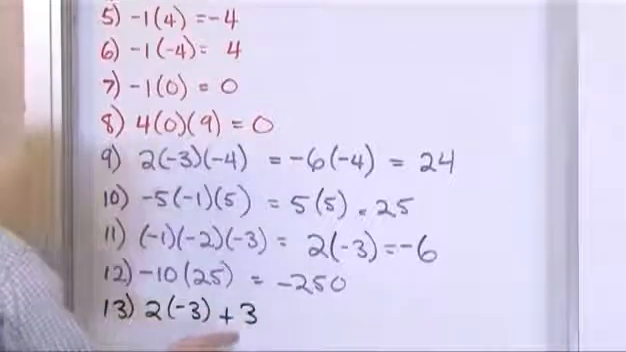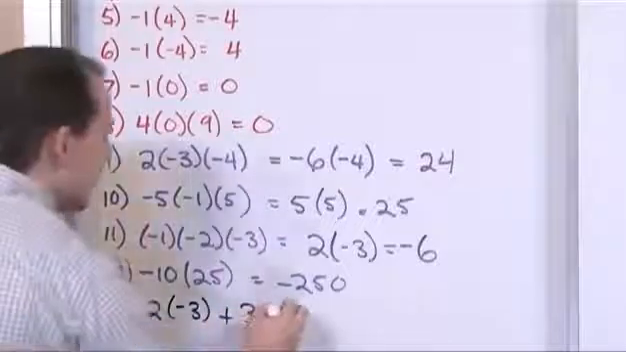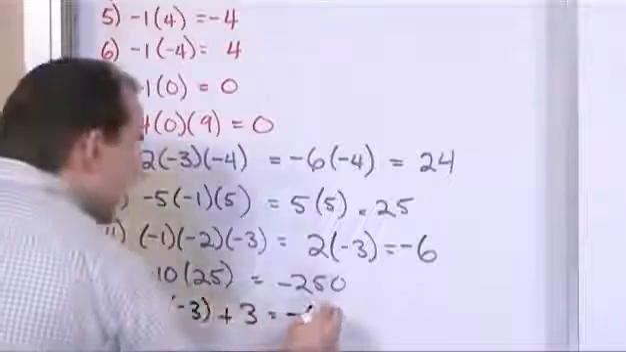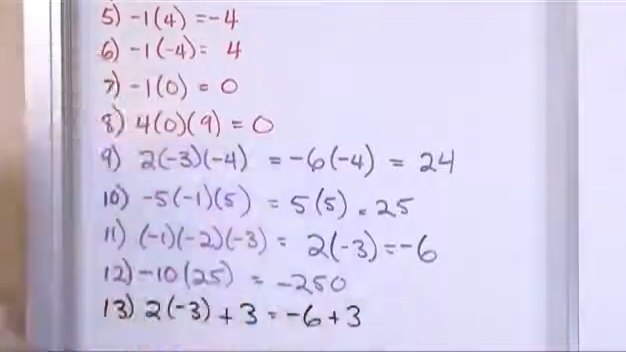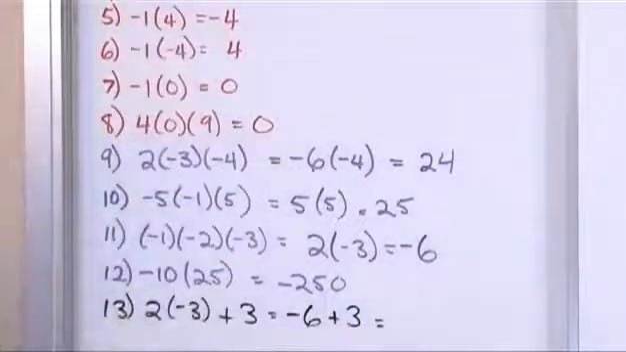And we're going to deal with this addition later. So 2 times negative 3 gives us negative 6 because the signs are different. 2 times 3 gives us 6, but we still have to add this 3 to it because we haven't done that yet. Now you have an addition problem from before.